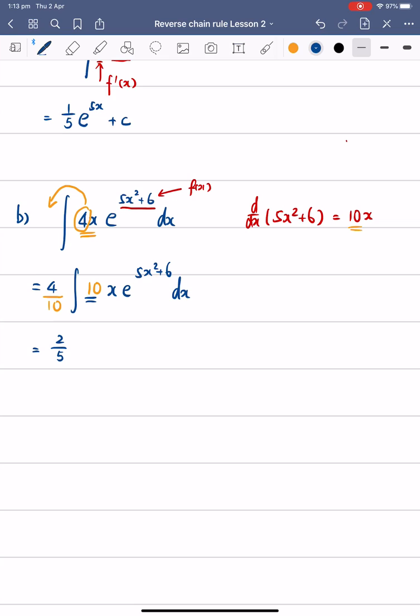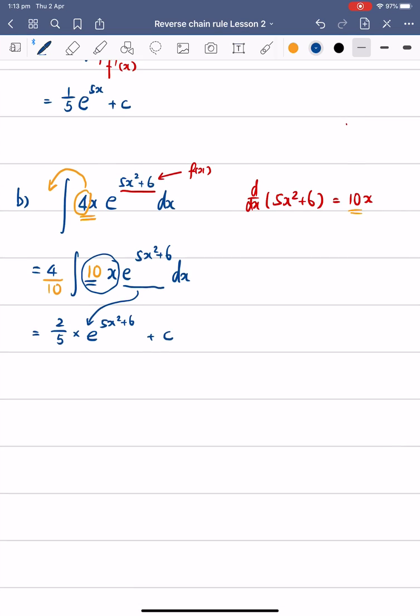Now you can integrate. The way I remember how to do it is this part disappears with the formula, and then you just copy this part down. So that gives you e to the power of 5x squared plus 6 plus c, and between these two is multiplication. And that way, you also answer the question. All right, so it's another pretty easy and straightforward question. Now let's do a harder question.